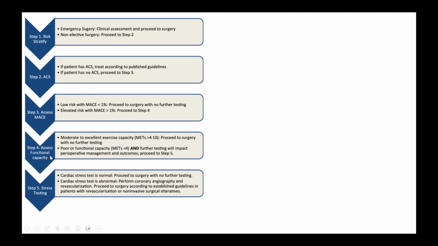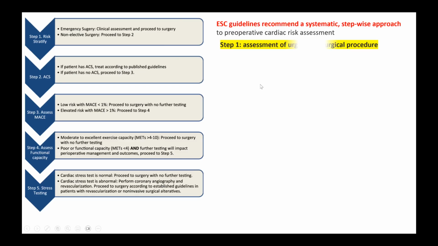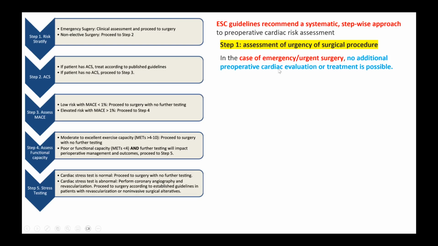Step 4, there assess functional capacity, and once the functional capacity is normal, of course you can go ahead and do that. If coronary events are suspected, but there is no evidence in ECG or echo, then you plan for a stress test. So this is mainly for patients with ACS, and the European Society of Cardiology guidelines recommend the same thing in a different way. Assessment of the urgency of the surgery, and if the surgery is emergent or urgent, you can proceed.